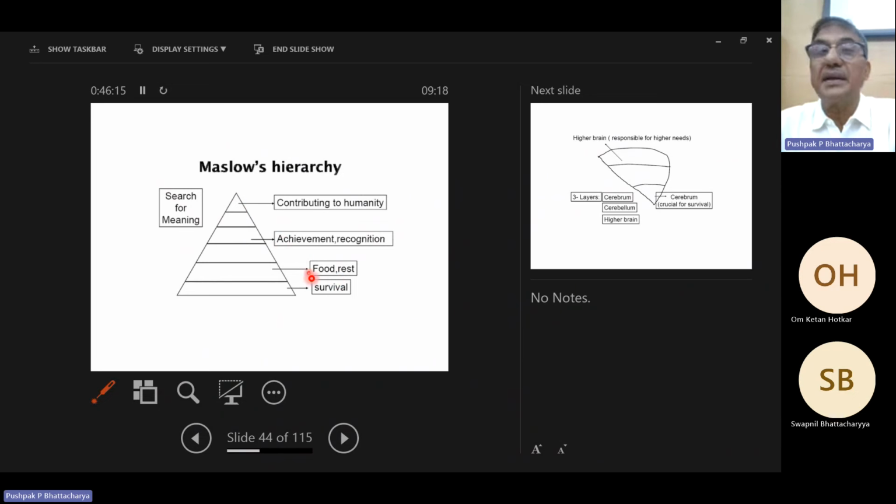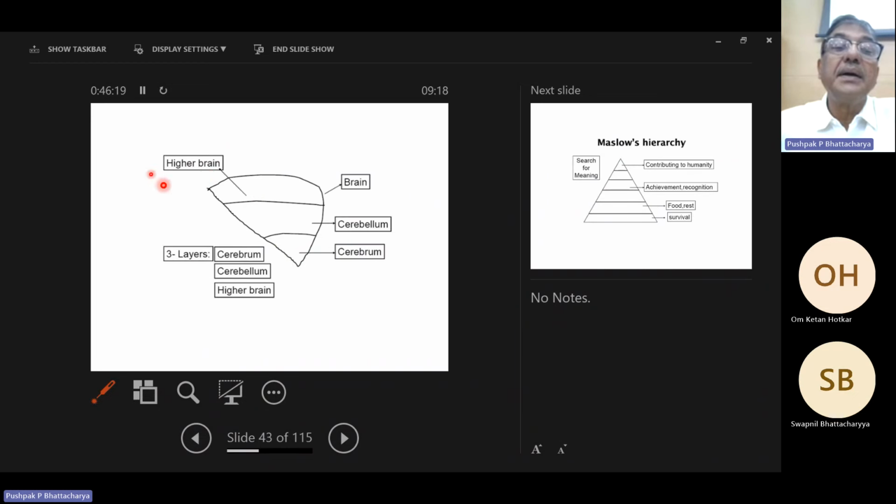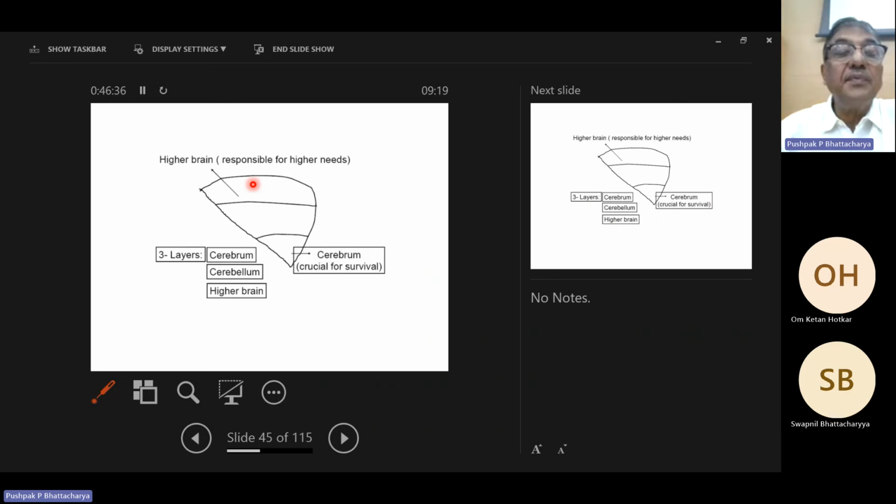This is called Maslow's hierarchy, and it directly corresponds to the structure of the brain. Okay, the higher brain is in operation when we are at a higher level of Maslow's hierarchy. These are some foundational points important for AI. Okay. Now let's move forward.